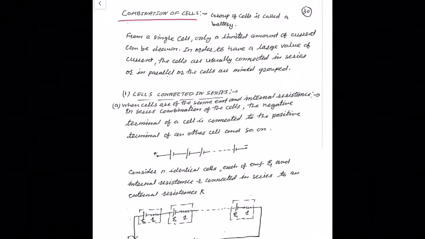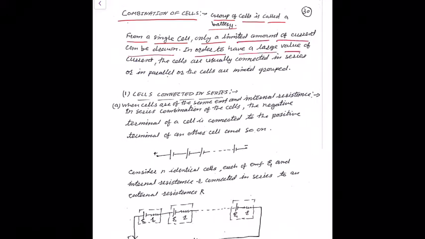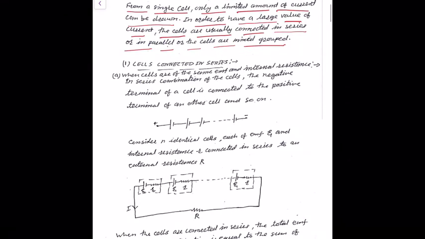Hello student, today we will start combination of cells. A group of cells is called a battery. From a single cell, only a limited amount of current can be drawn. In order to have a large value of current, the cells are usually connected in series, or in parallel, or the cells are in a mixed group.